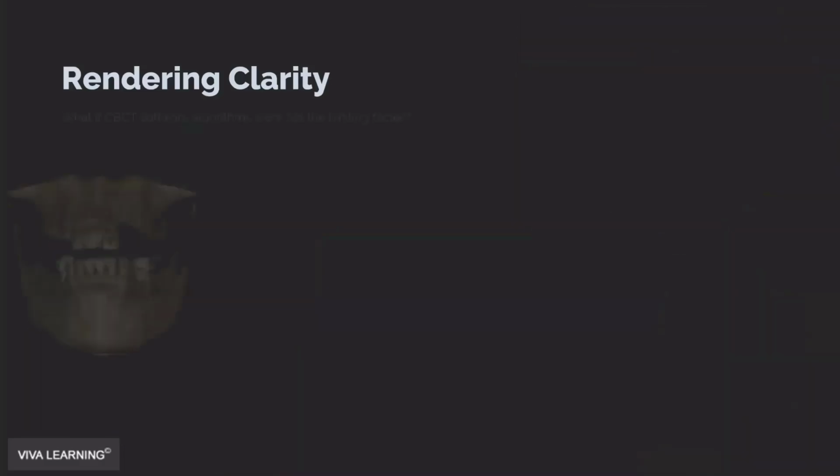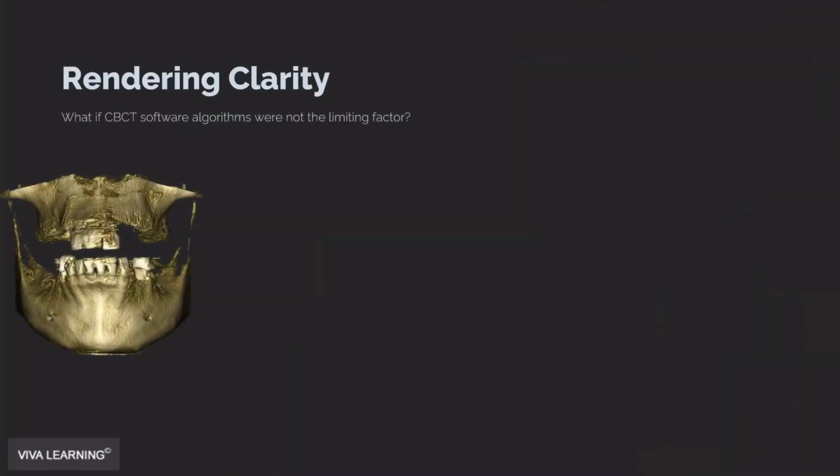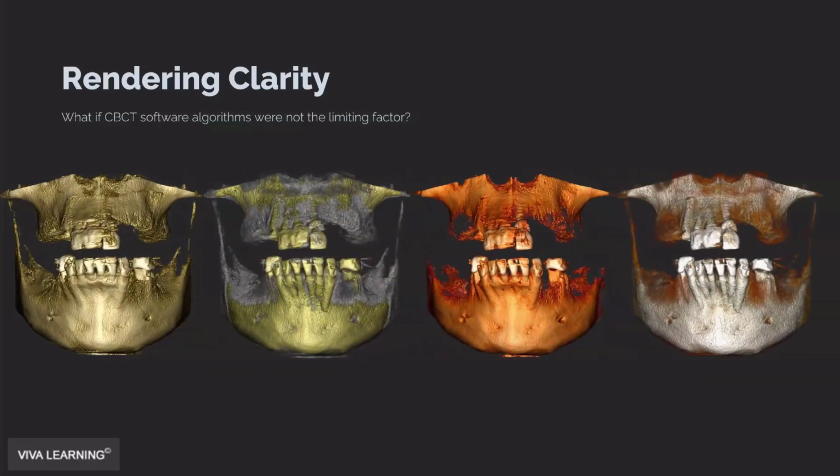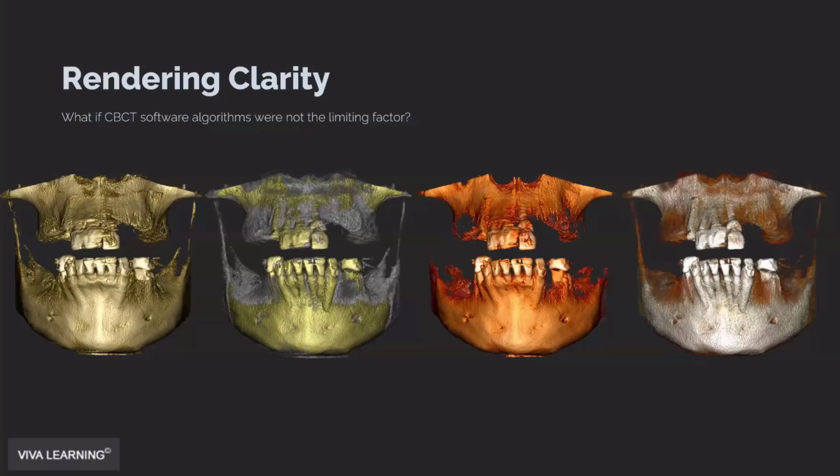So what if that wasn't the limiting factor? For instance, in my CT, there's lots of different rendering templates. The one on the left is the bone template, and then the second one in is the enamel template. So they have different settings based on the Hounsfield units, which is simply a measurement of density of the scan. And so you can make your own templates even.